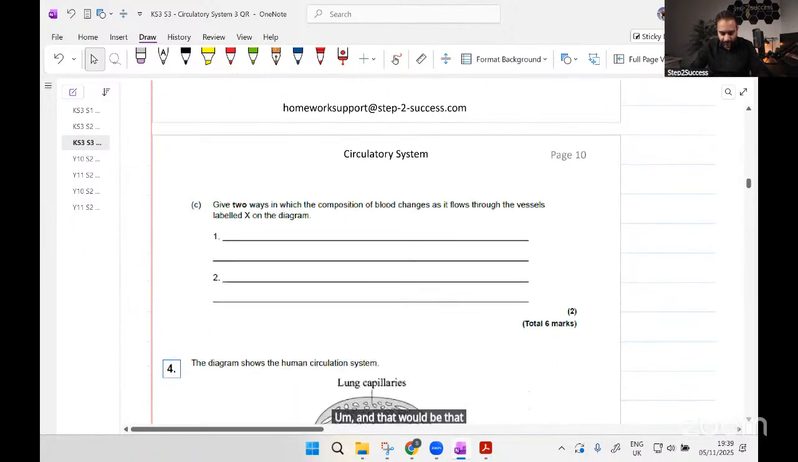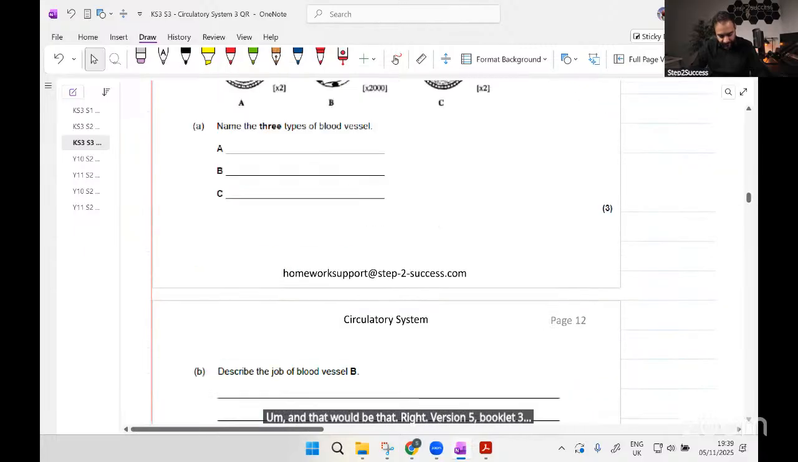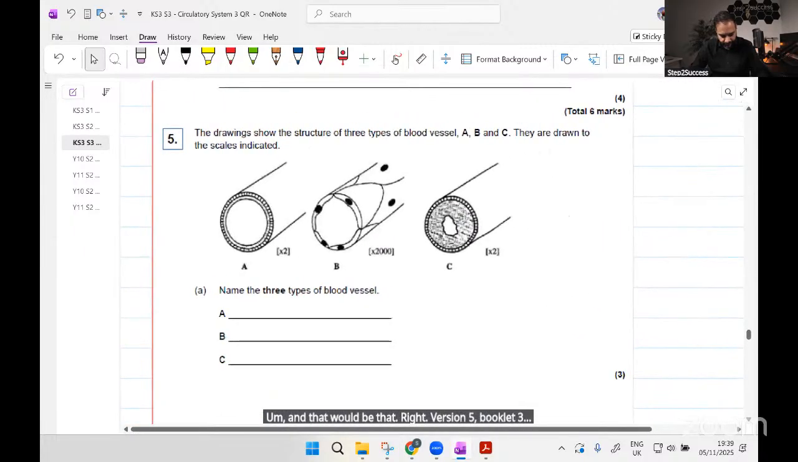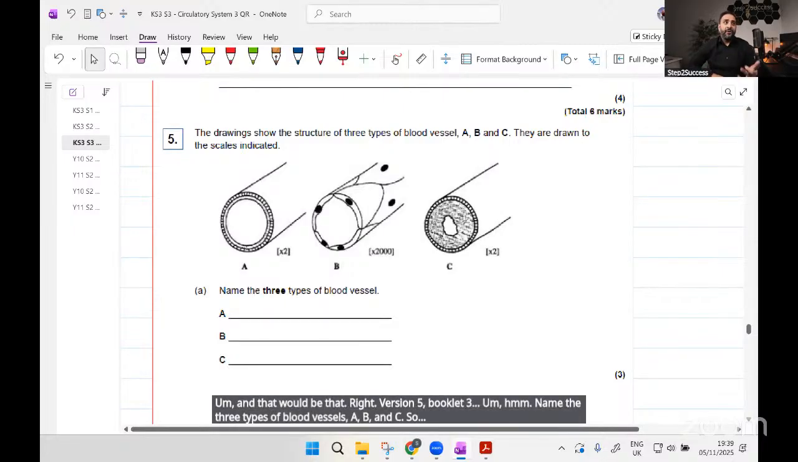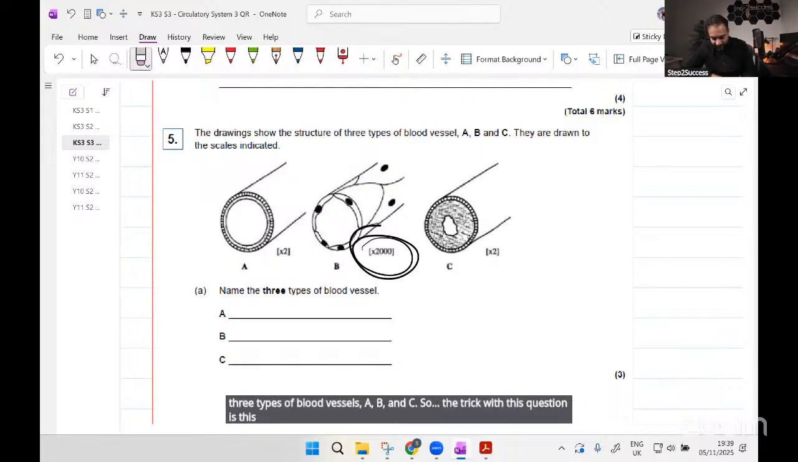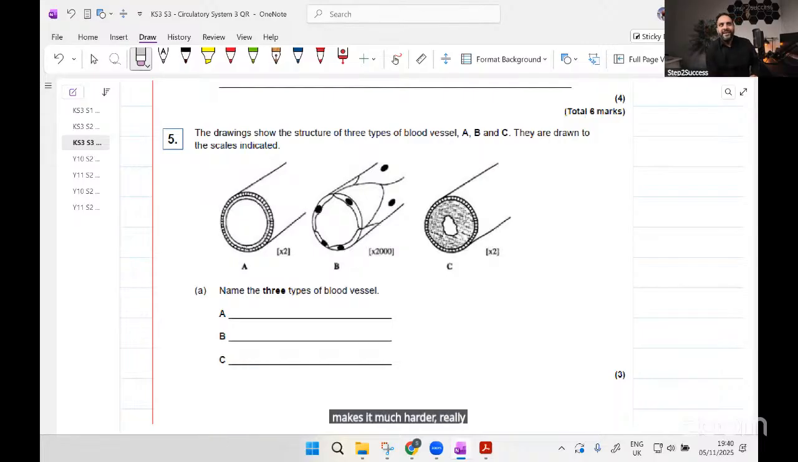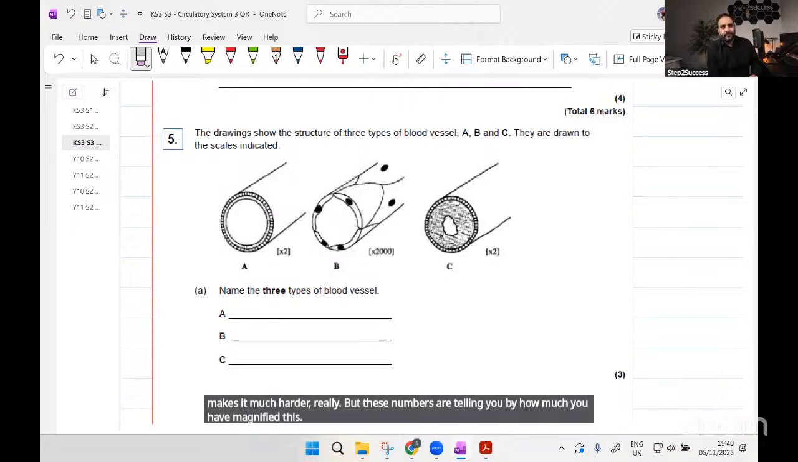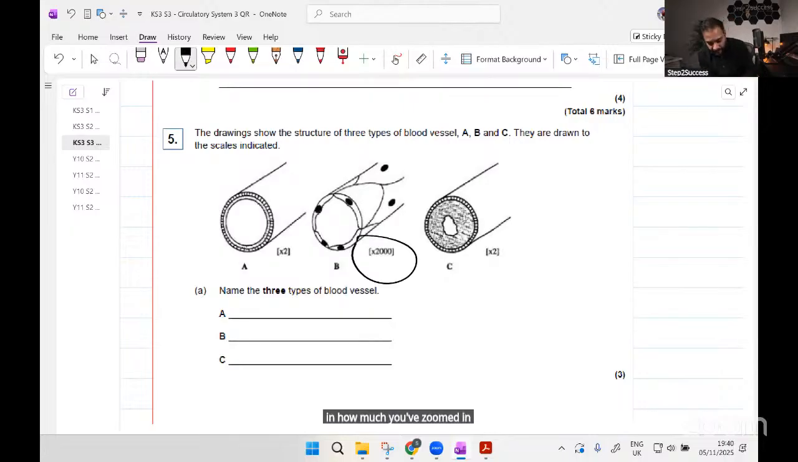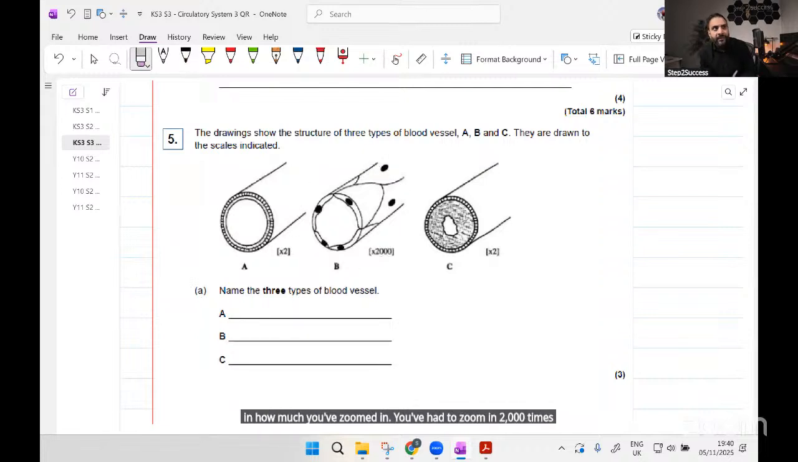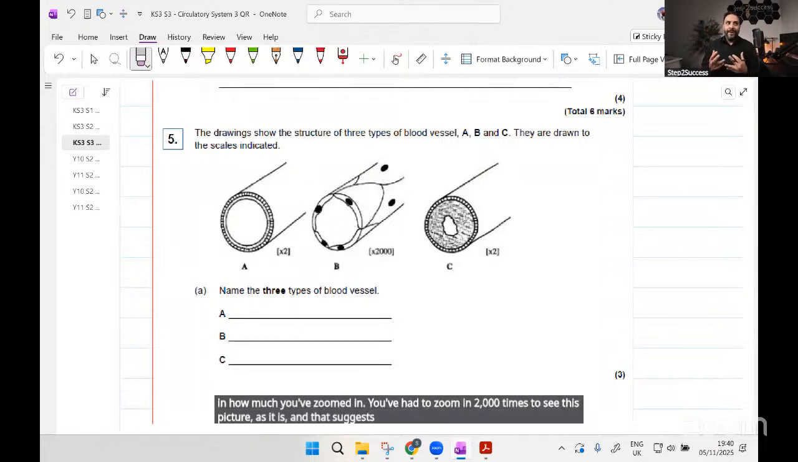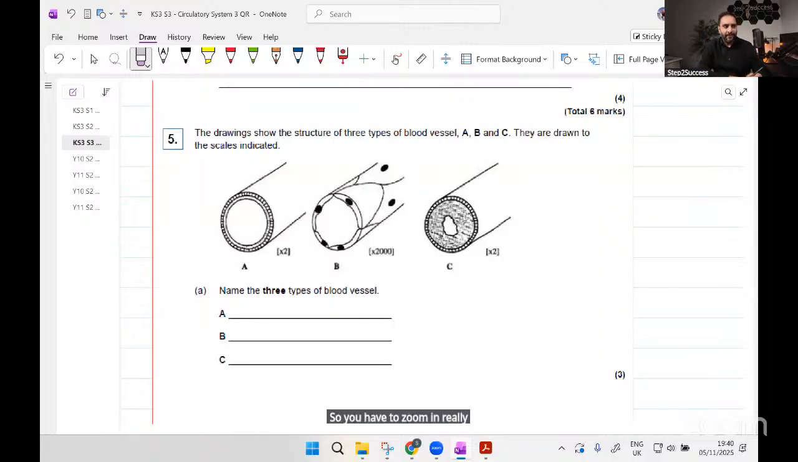Question 5, booklet 3. Name the three types of blood vessel, A, B, and C. The trick with this question is this thing here, which makes it much harder. These numbers are telling you by how much you have magnified this, how much you've zoomed in. You've had to zoom in 2,000 times to see this picture as it is. That suggests that it's a capillary, because capillaries are the smallest, so you have to zoom in really far to see them. So B is a capillary for that reason.